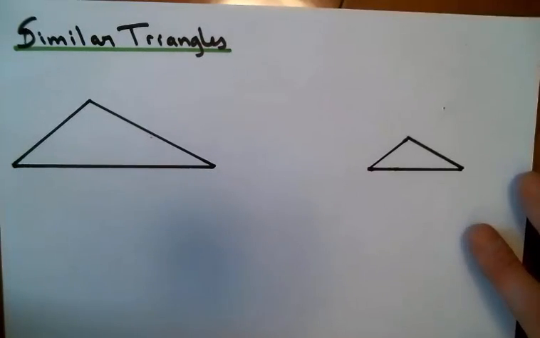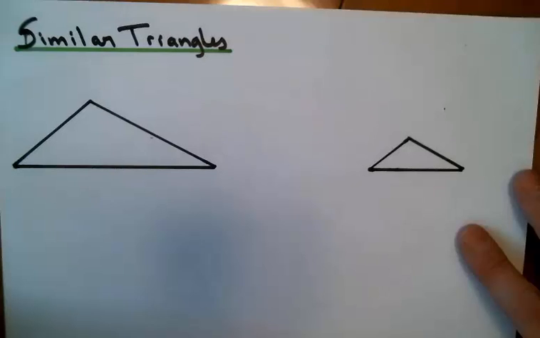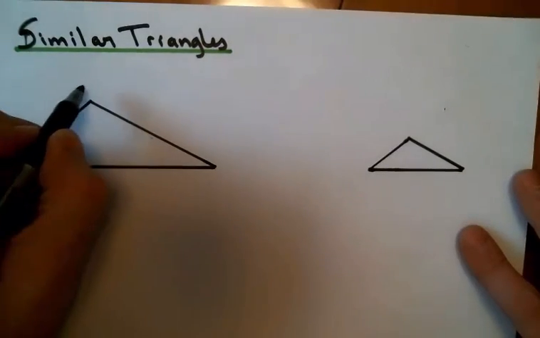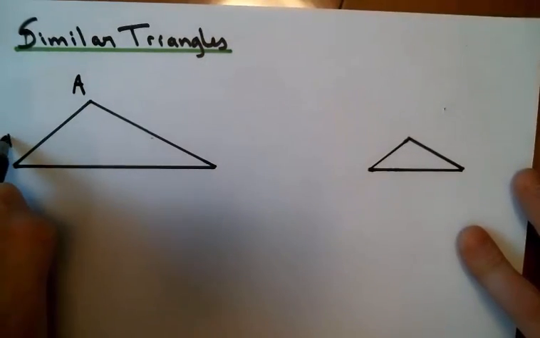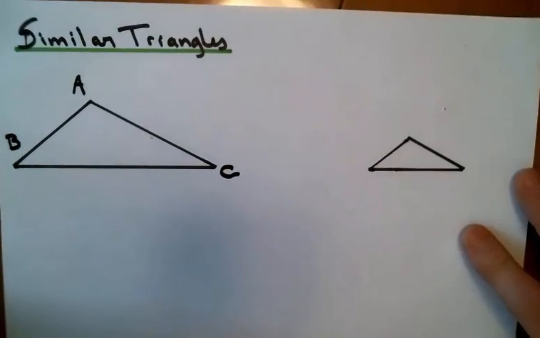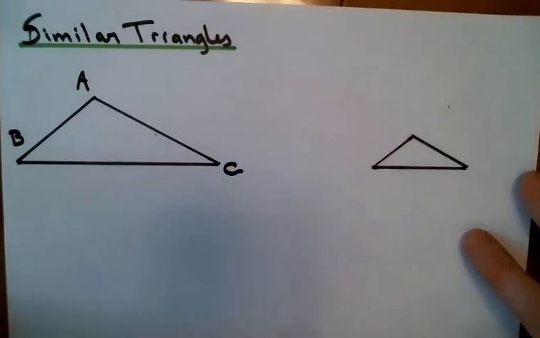Okay, so now that you're done, let's label these triangles. They are similar. So we'll go with A, B, C, and we're labeling what we call vertices. Okay, that's this way.